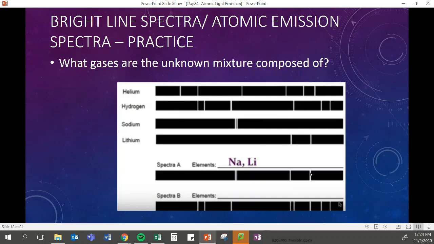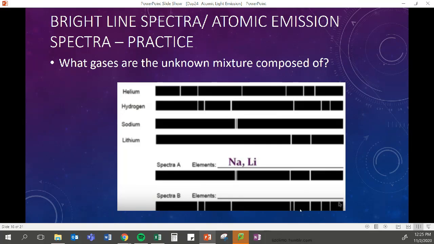So try this next one on your own. What are they comprised of? Okay, so this one is going to be hydrogen and lithium. You can see that this double line here for sodium is not present. So it's not going to be sodium, lithium.